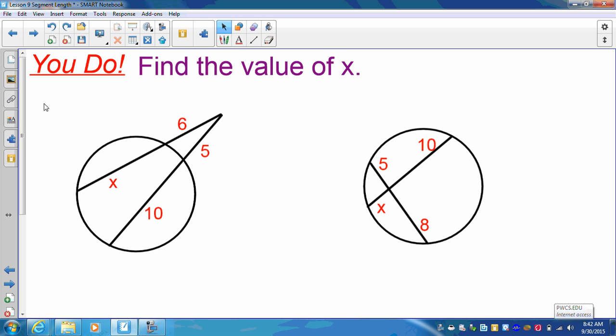So go ahead and try these two problems, and we will discuss them in class if you have questions.